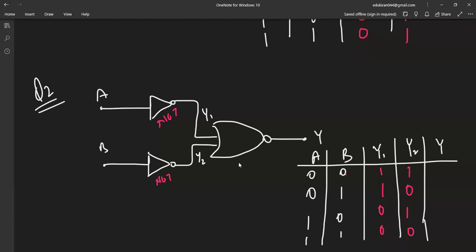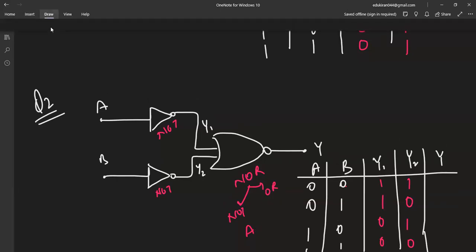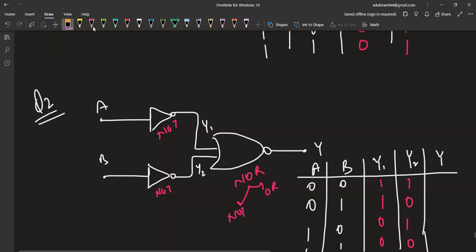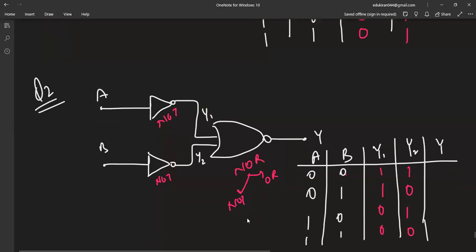What is Y? Y is this. What type of gate is this? This is a NOR gate. That is, you will add Y1 plus Y2 and then reciprocate it. That is, 1 plus 1 is 1, it will be 0. 1 plus 0 is 1, it will be 0. 1 plus 0 is 1, it will be 0. 0 plus 0 is 0, so it will be 1. Is it clear or not, Shahid and Fadil, both of you?